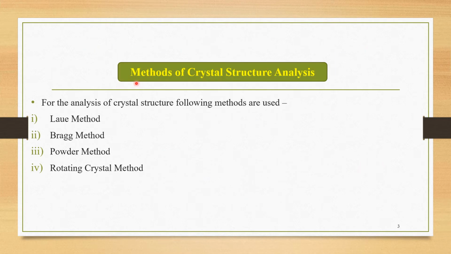The first point which we are going to discuss here is nothing but the methods of crystal structure analysis. For the analysis of crystal structure, the following methods are used. So these are the four different methods for the analysis of crystal structure. First one is the Laue method, second is the Bragg method, third one is the powder method, and fourth one is the rotating crystal method. Now in this lecture, we have to look towards the two important methods among these four. One is the Laue method and second one is the Bragg method.